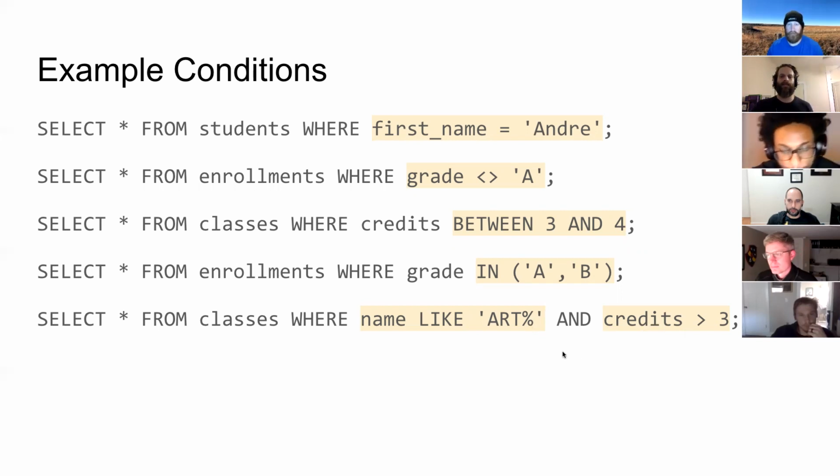Do you know if between includes, like in this case, the 3 and the 4, or is it just like 3.0001 to 3.9? Off the top of my head, I don't know if it's inclusive or not. Just have to check the documentation. Does anyone happen to know if between is inclusive? I'll check that later.